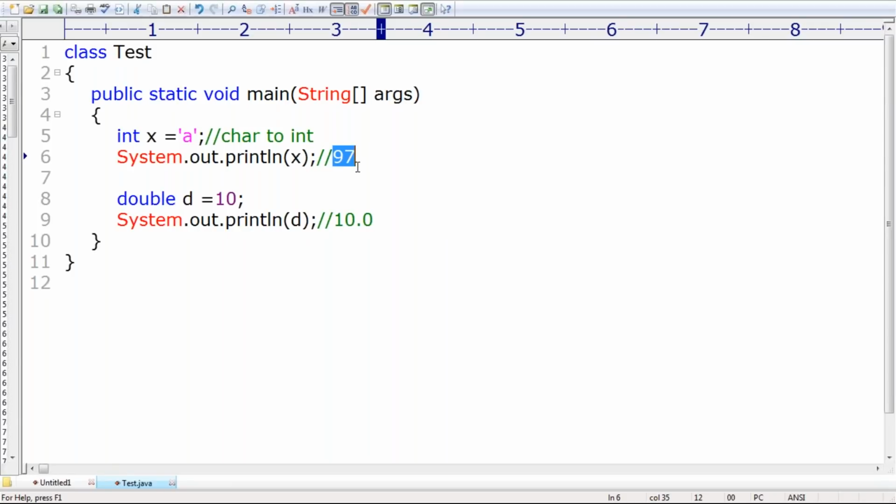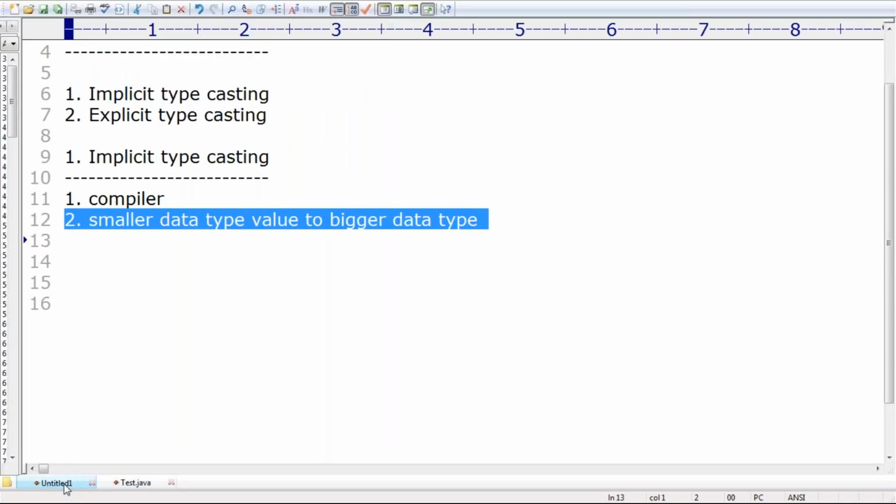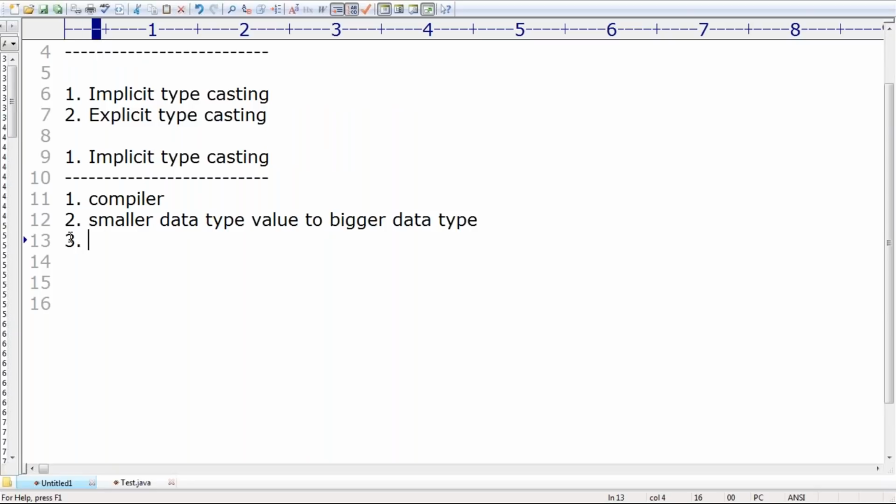In this typecasting, there is no loss of information. Is there any loss of information? No loss. 'A' to 97, 10 to 10.0. If there really were loss of information, the compiler wouldn't perform this. Because there is no loss of information, the compiler happily can perform this typecasting. Remember that.